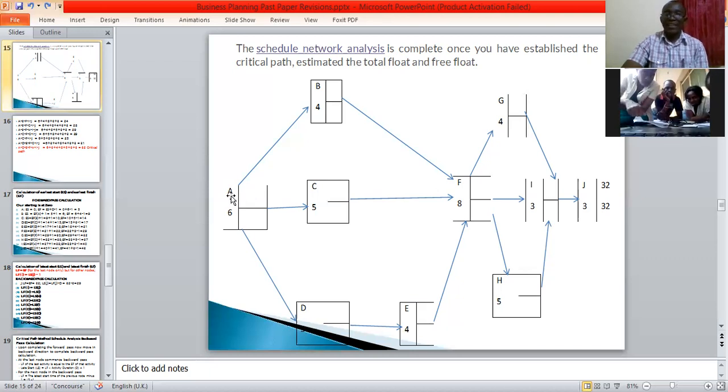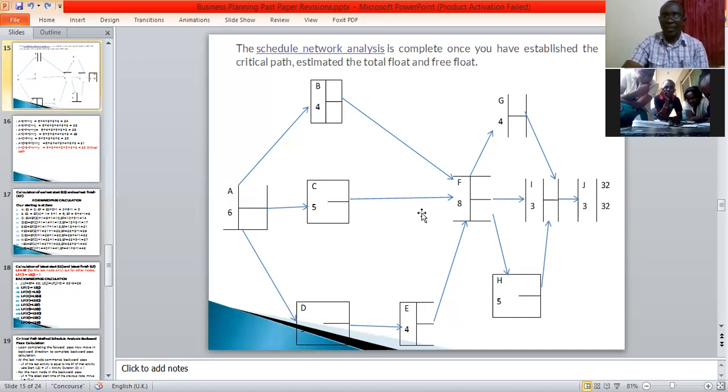From A we go to D. Then from D, we go to E. Then we go to F. Then from F we go to I. Then we reach J. Okay. From F we go to where? To I. Okay. From F we go to I. Then we reach J.